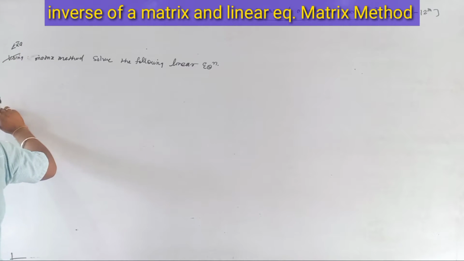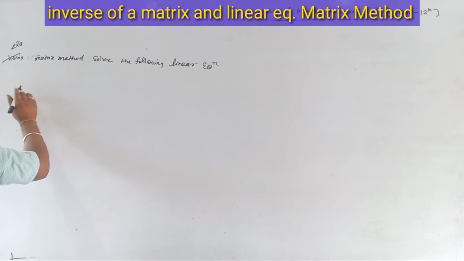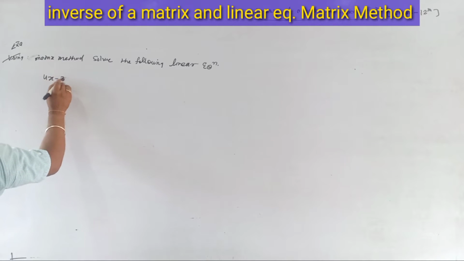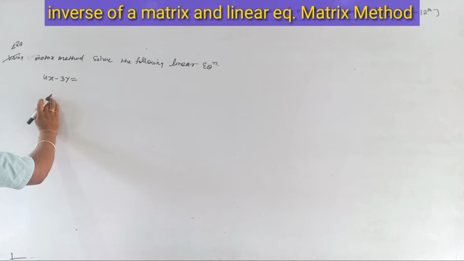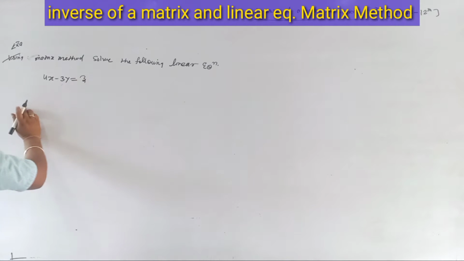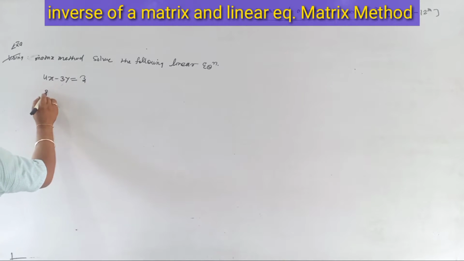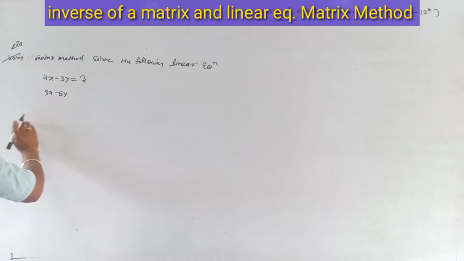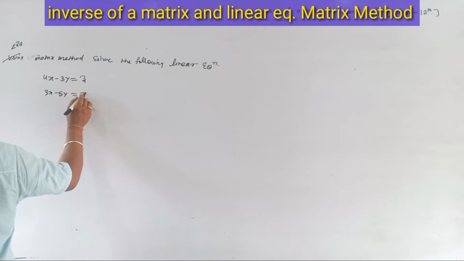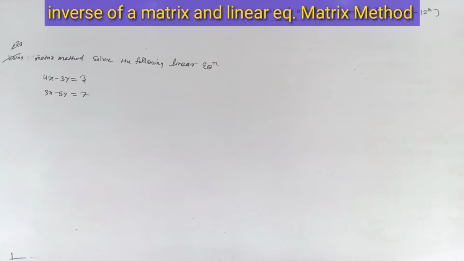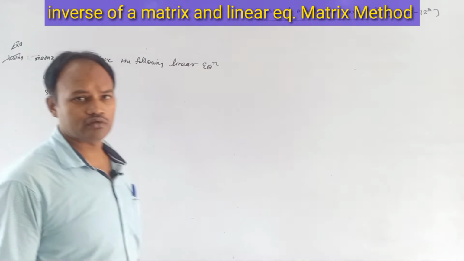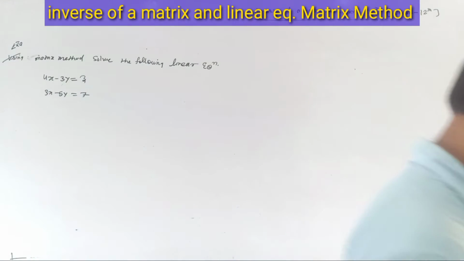Okay, so what is the question? It is 4x minus 3y equal 3, and 3x minus 5y equal 7, and we have to find the values. Okay, so this is a different question, and we have to think about the matrix method.